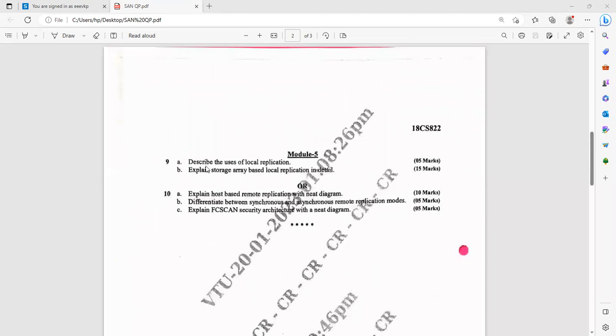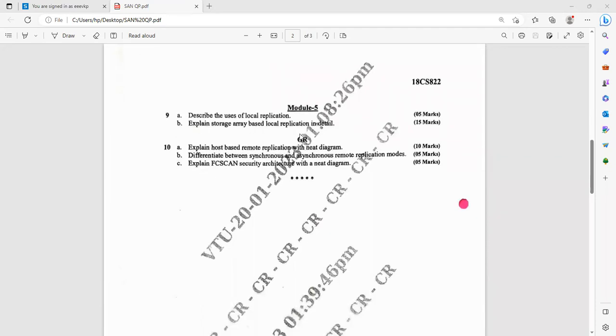From module 5, very important questions like describe the uses of local replication. You have to explain the importance of local replication. Explain the storage array based local replication in details. That's also very important. Similarly, in part B, in question 10, you can see: explain the host-based remote replication with the neat diagram. Differentiate between synchronous and asynchronous remote replication modes.